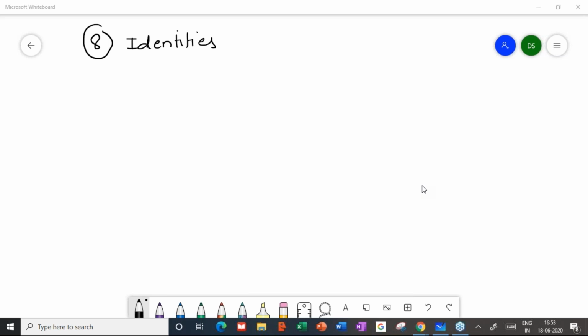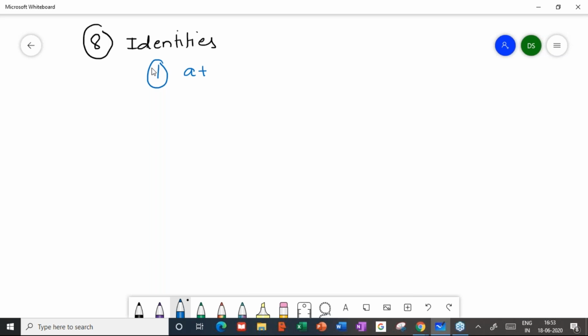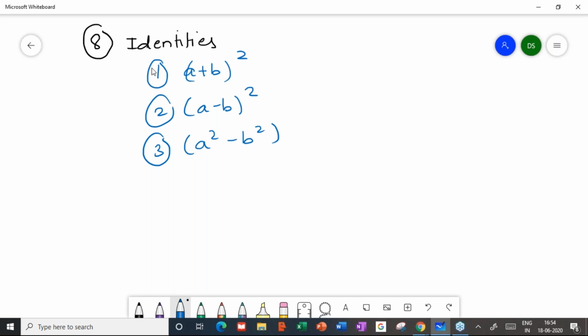Identities are basically nothing but a plus b the whole square, a minus b the whole square, a square minus b square. Should I write them down? Okay, I'll quickly write them down. Your job is to write the entire expansion in your notebooks. I'm just writing the terms. You need to expand it yourself. Write it along with the expansion. So these are the important ones we are going to come across. A square minus b square.